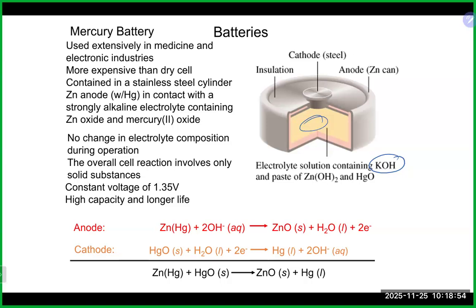There's no change in the electrolyte composition during operation, so that does give it a very long life. One of the things that's good for batteries in a sense is if you look at the overall reaction, you have a lot of solids and no real changes happening in terms of the states, and that allows for longer life and higher capacity. You have a little less voltage in this type of battery, 1.35 volts. And again, we do see our zinc going from 0 to +2 getting oxidized. Here we have a little bit of mercury going from +2 to 0 getting reduced in this type of battery.